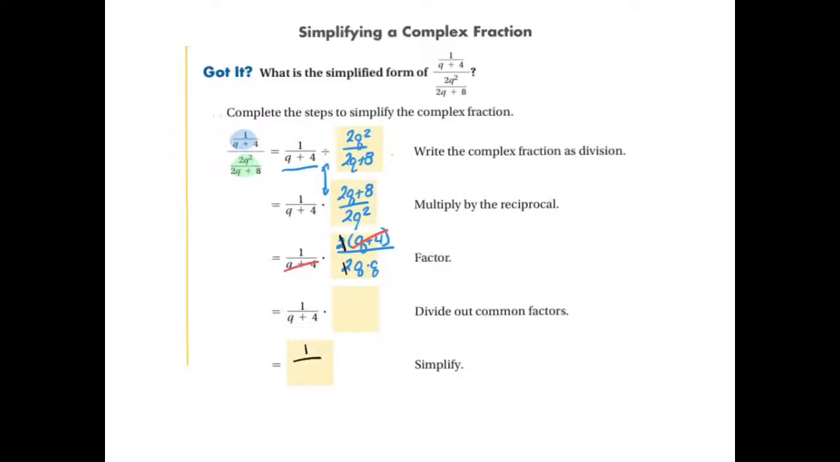In the numerator, I'm left with 1 times 1 times 1. In the denominator, I'm left with 1 times q times q. So that's the problem simplified.